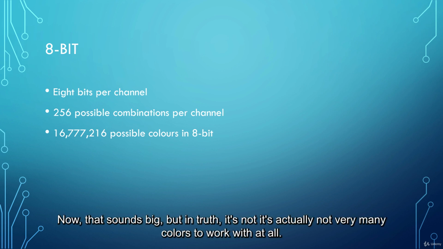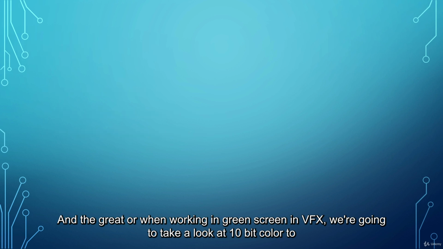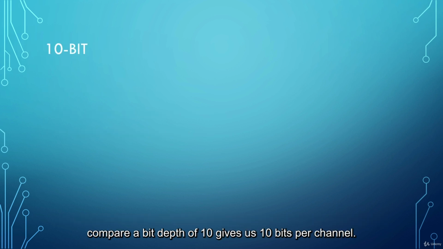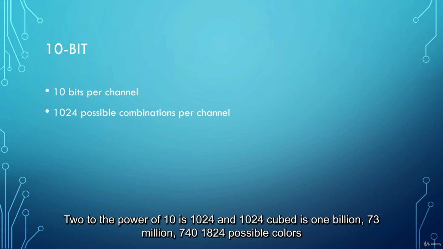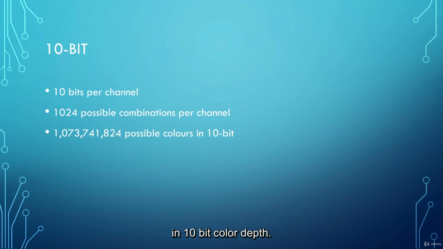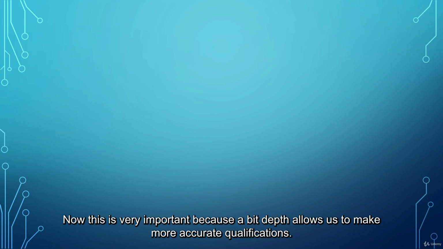Now that sounds big, but in truth it's not. It's actually not very many colours to work with at all in the grade or when working in green screen in VFX. We're going to take a look at 10-bit colour to compare. A bit depth of 10 gives us 10 bits per channel. That's 10 binary characters. 2 to the power of 10 is 1024, and 1024 cubed is 1,073,741,824 possible colours in 10-bit colour depth. Do you see the difference here? Now, this is very important because higher bit depth allows us to make more accurate qualifications.